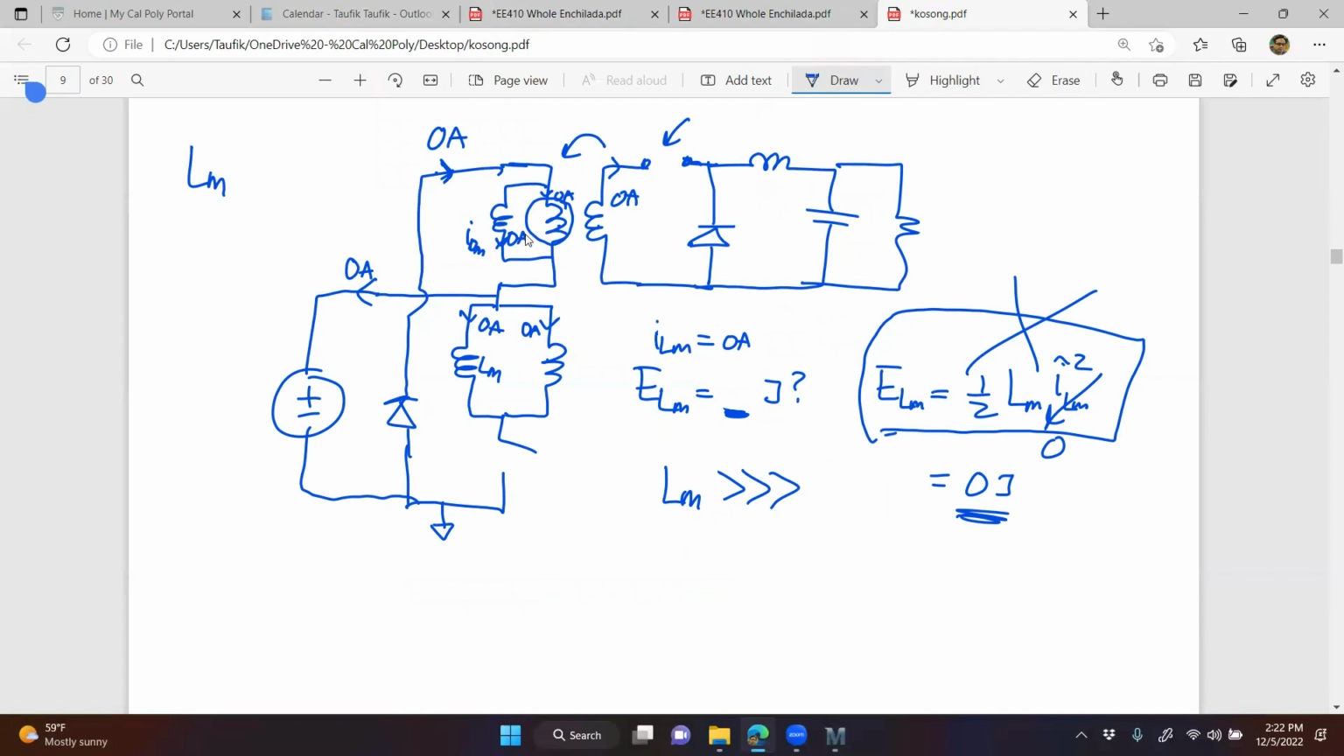You can see that N reset here, when the switch is on, there is no current through N reset, right? And then when the switch is off, there is also no current through N reset. So it doesn't matter what the Lm value is, N reset, theoretically speaking, is always 0 amps average value. And this is only because Lm is big, right?